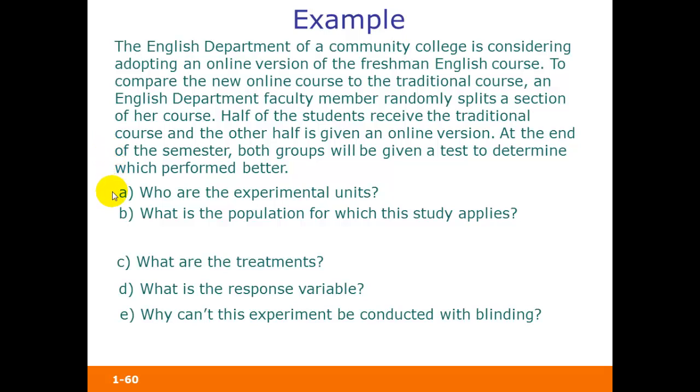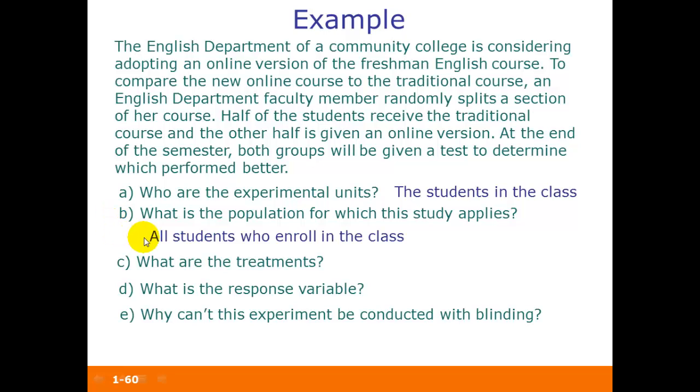So first, who are the experimental units, or the subjects? Well, those would be the students. What is the population for which this study applies? All students who enroll in the class. And what are the treatments? This would be traditional instruction versus online instruction. The response variable would be the exam score for the test that both groups are given at the end of the semester.